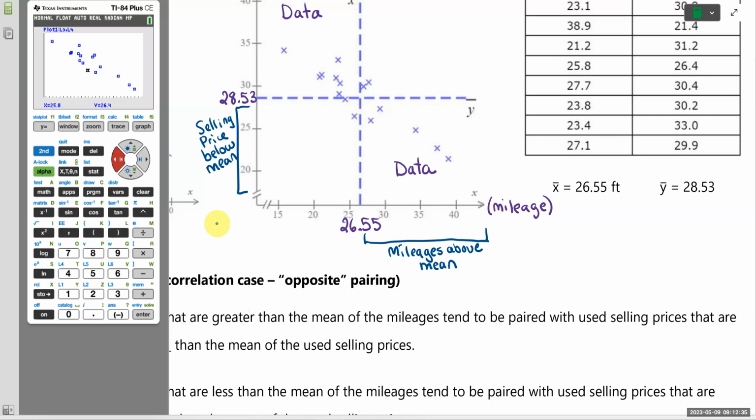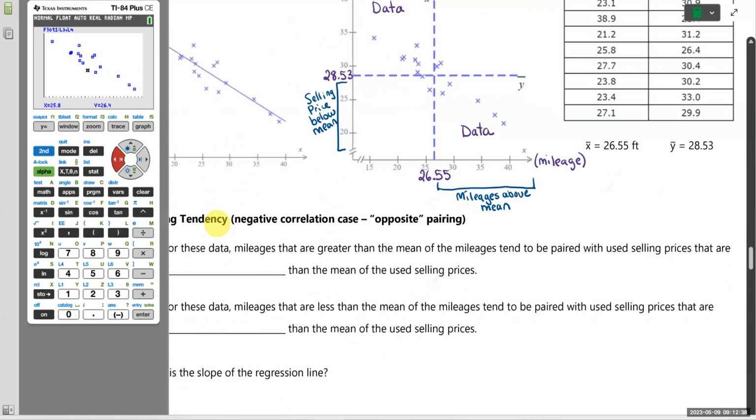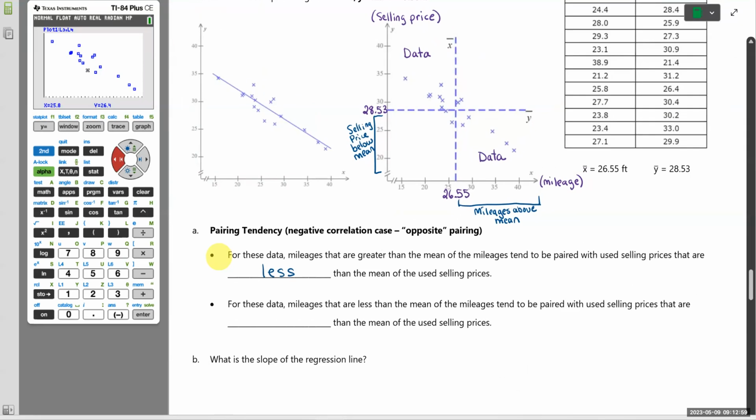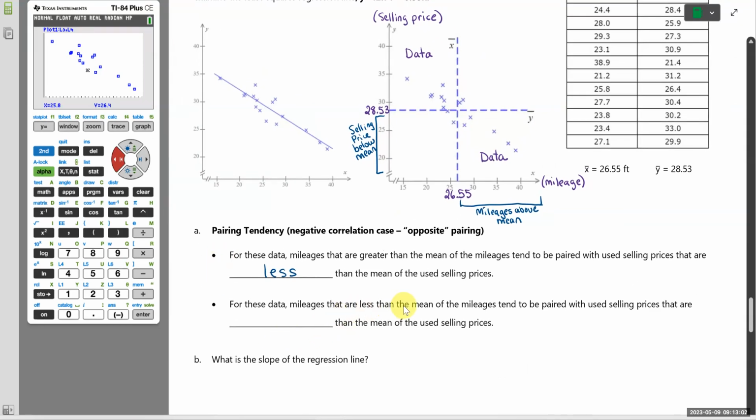All right, so this is why I call it opposite pairing. So when mileages are above the mean, I expect my selling price to be below the mean for that group of data. Right, so mileages greater than the mean tend to be paired with selling prices that are less than the mean. All right, and then similarly, if we have mileages less than the mean, they would be over here, and they tend to be paired with, here's our data, selling prices that are greater than the mean, so above the mean.